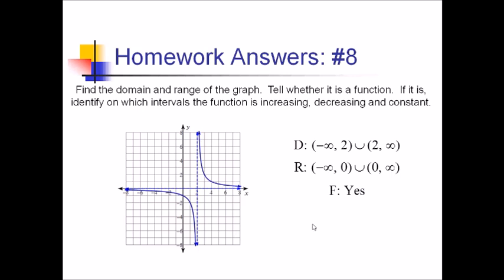Now for intervals of decrease, we're decreasing from -infinity down to 2, which we can never quite touch. But then when we get to the other side of 2, we're still decreasing to positive infinity. So our domain and our decreasing interval are actually going to be one and the same. This is not increasing anywhere, it's not constant anywhere, so we're done with this one.